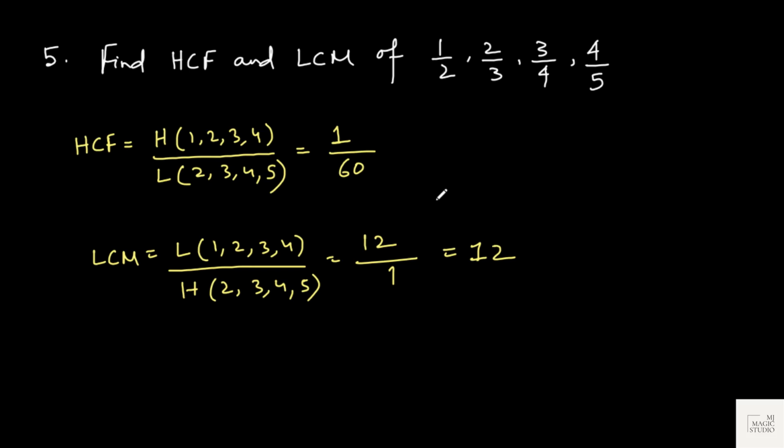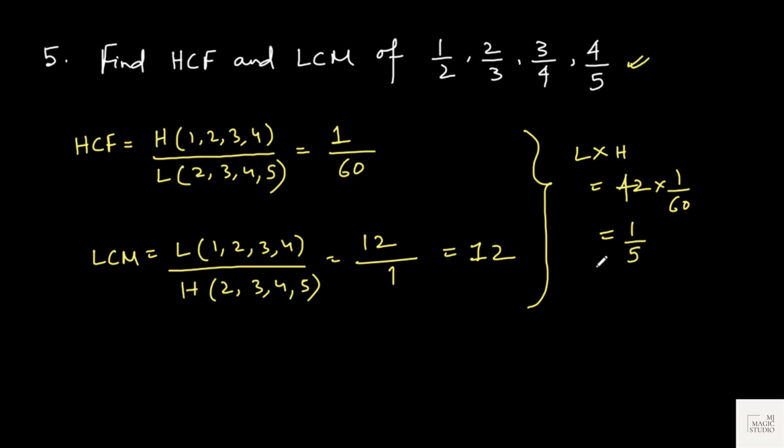Now they can ask different questions based on this. What is the product of LCM and HCF of these fractions? So first we need to find HCF and LCM. Then the product of LCM into HCF we can find easily. 12 into 1 by 60 would be 1 by 5. Or what is the inverse of the product of LCM and HCF for these fractions, which happens to be one of the questions asked in TCS. In that case, the inverse of the product of LCM into HCF of these fractions is 5. So the basics we should know, then we can answer anything whatsoever they ask.